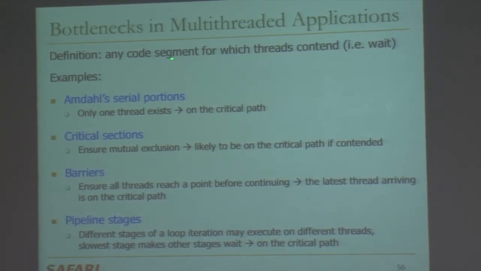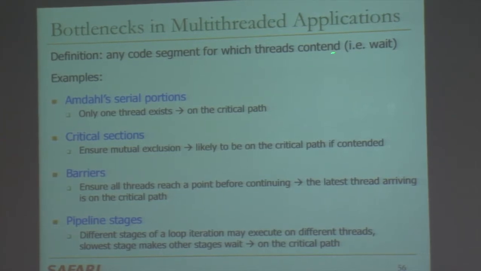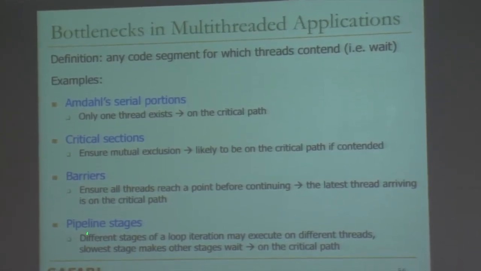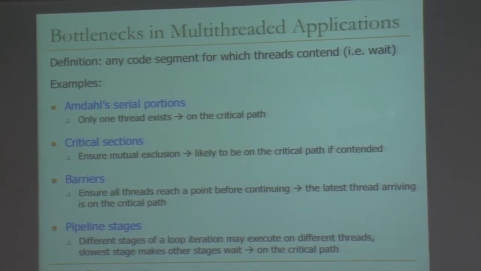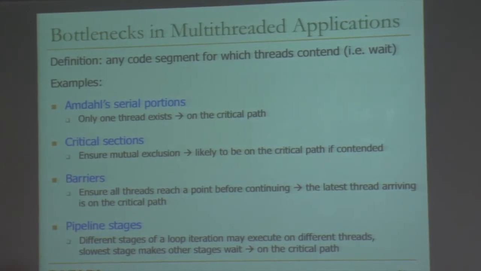Right? So the definition of a bottleneck is any code segment for which threads contend or wait. There are several examples. One is the Amdahl serial portions we've discussed. There is only one thread that exists in this case. Obviously, that's on the critical path. Once you reduce the length of this, you're improving the performance of the program. And this is the critical path of the program, not the critical path of the hardware. Critical sections, we've talked about, ensure mutual exclusion. And they're likely to be on the critical path if they're contended, because other threads would be waiting for them. But they may not be, right? Even if they're contended, there may be a lot of work because you have some load imbalance in the system. As a result, that may not be on the critical path.